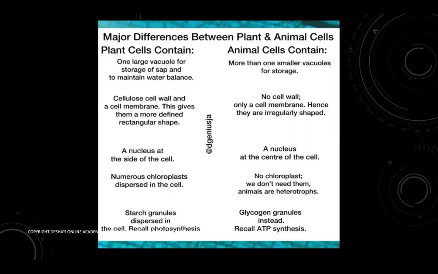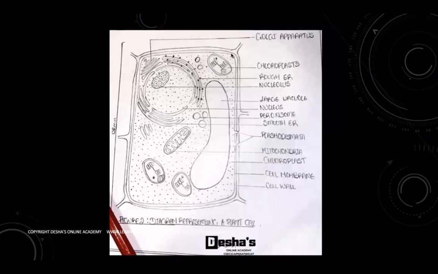Plant cells contain one large vacuole versus animal cells, which have more than one vacuole, but they're smaller. For a similarity, you could say that the vacuole in both plant and animal cells is used for storage. Remember, only plant cells contain a cell wall, which is made up of cellulose. That's why it looks like this, a rigid rectangular shape because of the presence of cellulose.